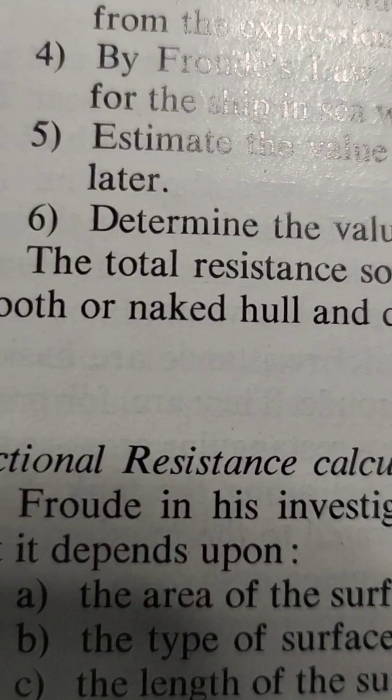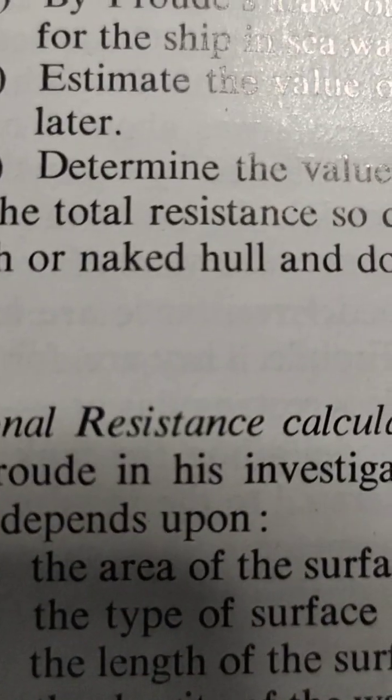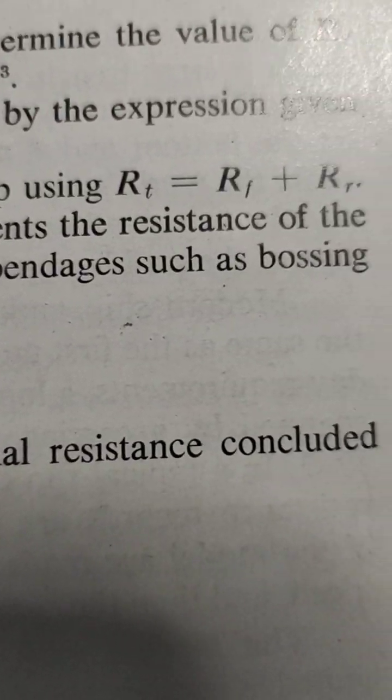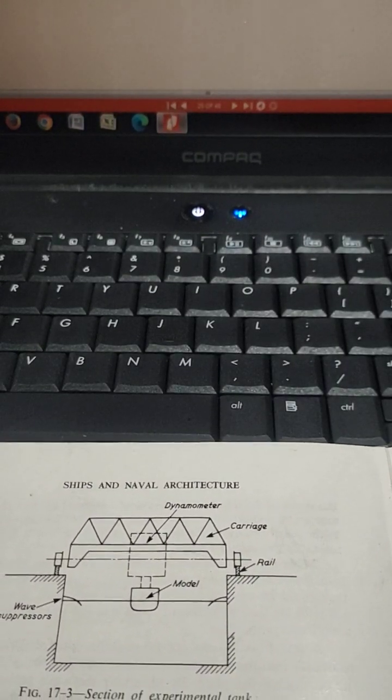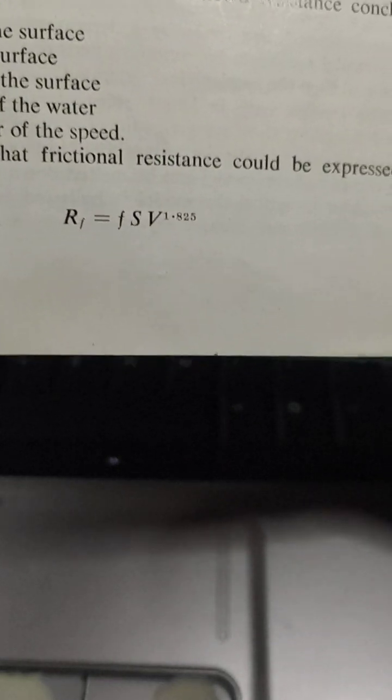Then how do we get the frictional resistance of the ship itself? We can determine the frictional resistance of the ship using the same method. So there is a formula. Look at this formula here. You see, R equals F S V^1.82. This is how to calculate the frictional resistance. Frictional resistance depends on the surface area and that factor F.